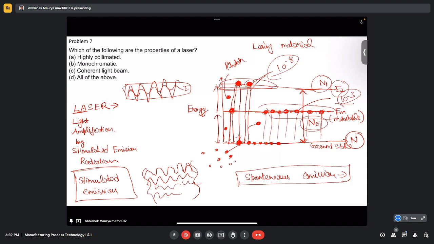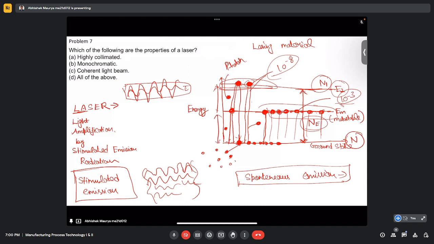So, as I was talking about, stimulated emission is nothing but the phenomenon when we supply a photon of the same energy gap to the excited state electrons. Okay, so this electron is in the metastable state.